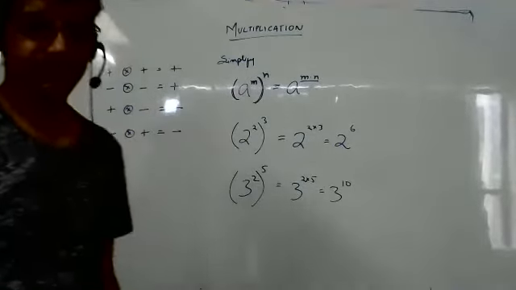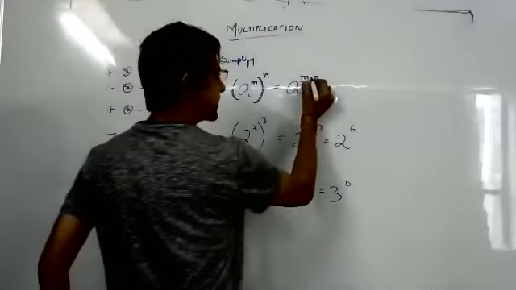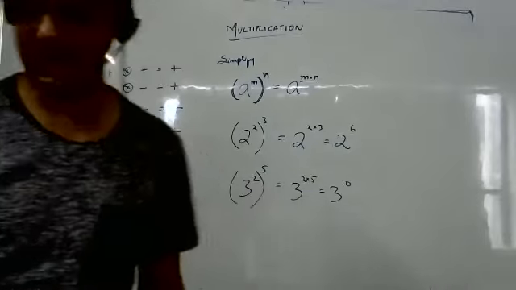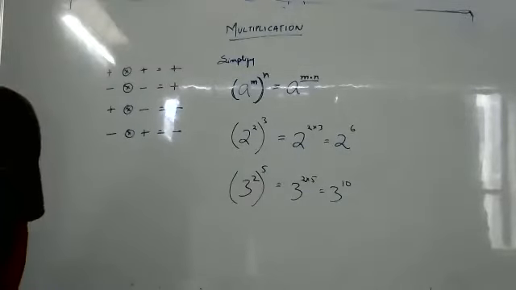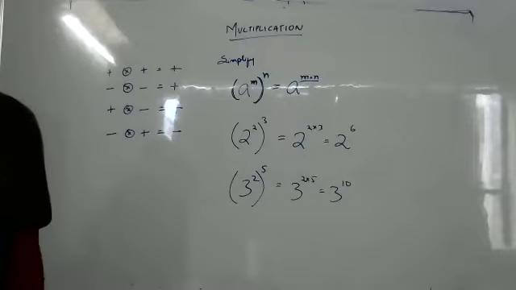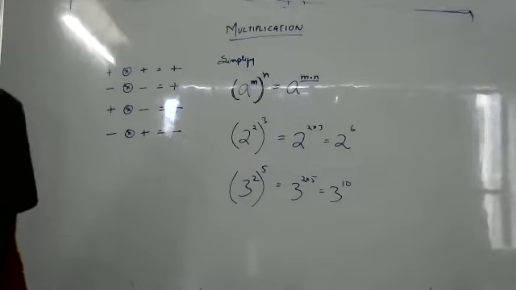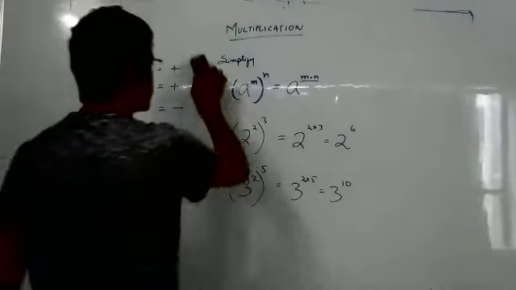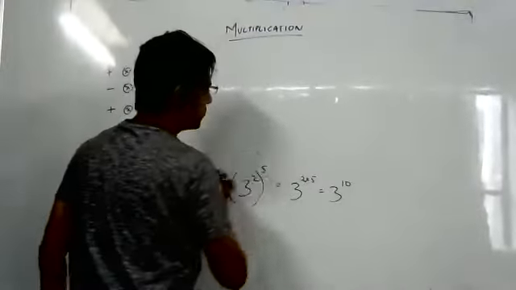Please write it. This is multiplication. Dot means multiplication. Written? Yes, sir. Now going back to the same question.